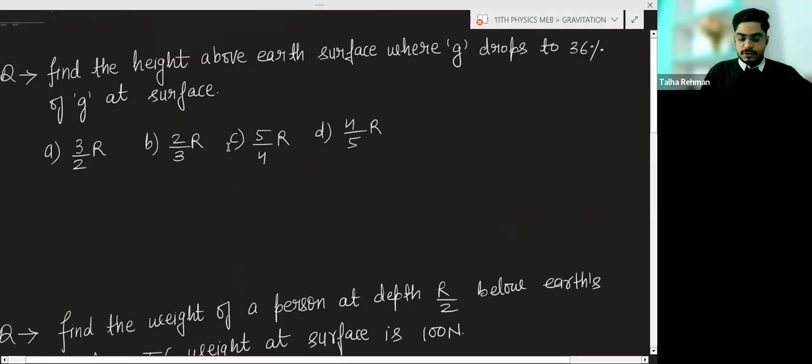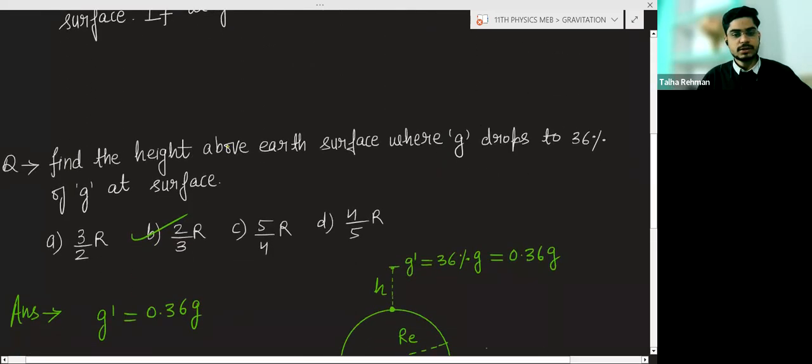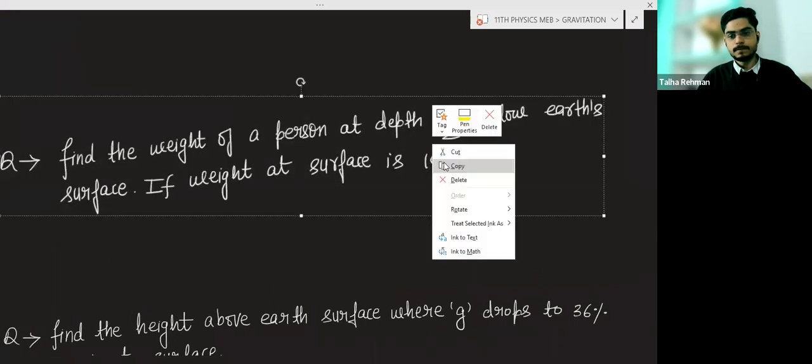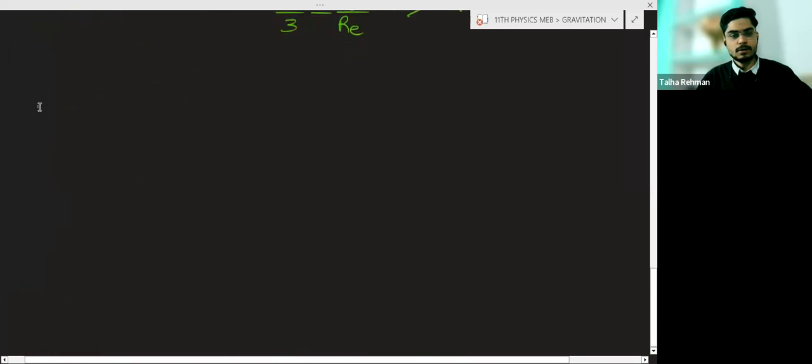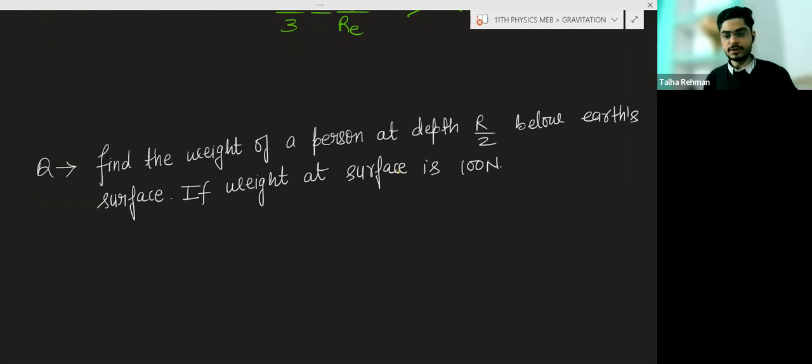We have completed this question. So today we will discuss this question. Find the weight of a person at depth R by 2 below Earth's surface if weight at the surface is 100 Newton.